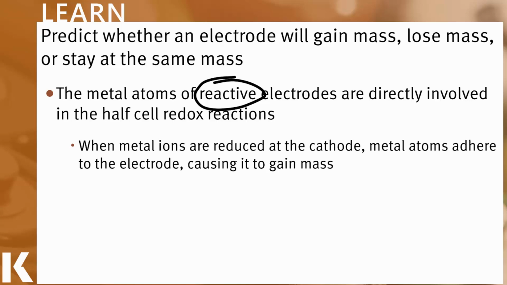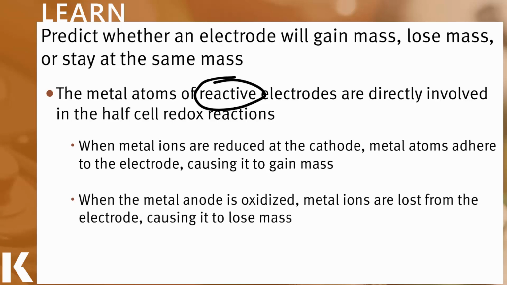If we are in the cathode and we have metal ions in solution being reduced, those metal ions will stick to the electrode because the electrons are coming in at the electrode, and the ion in solution will pick up an electron and turn into the elemental form. The electrode therefore will gain mass as metal ions come out of solution and form metal on the electrode itself.